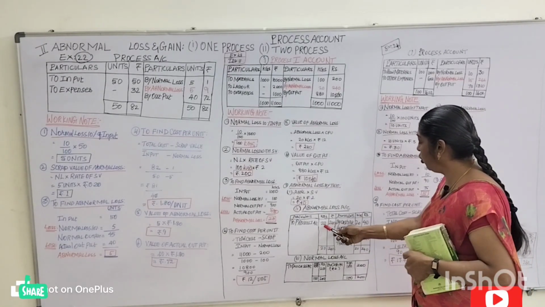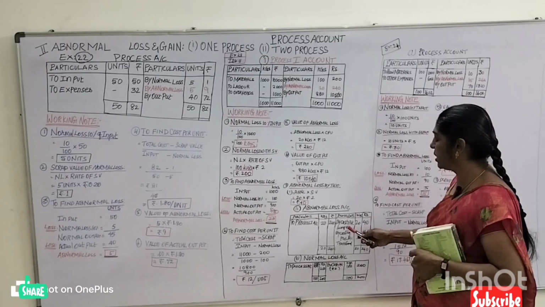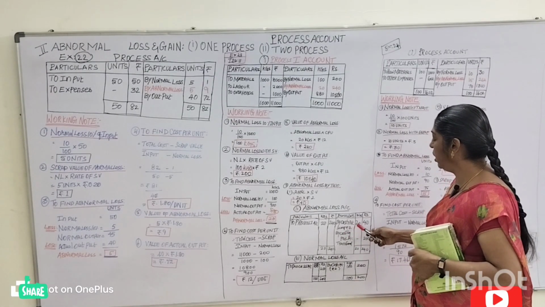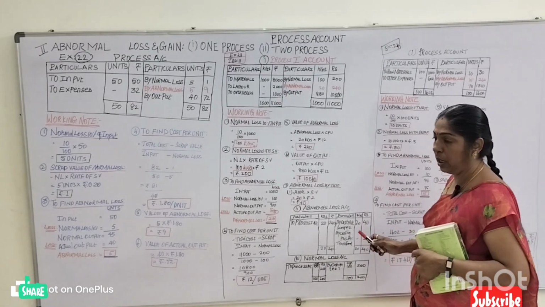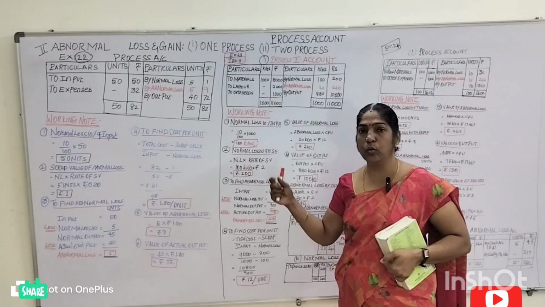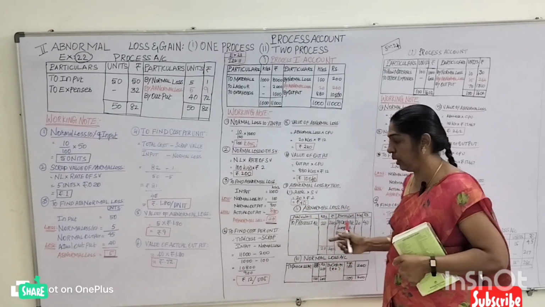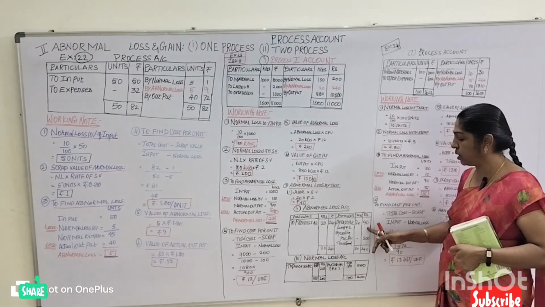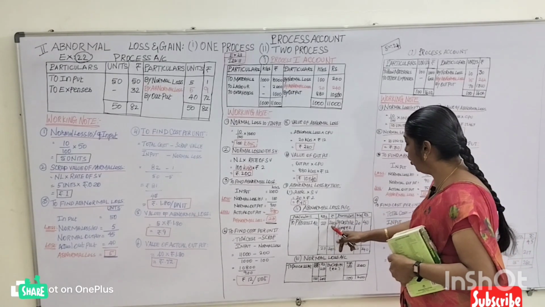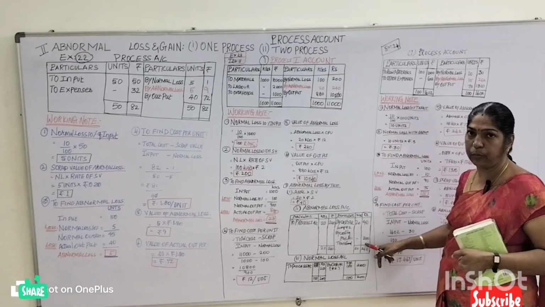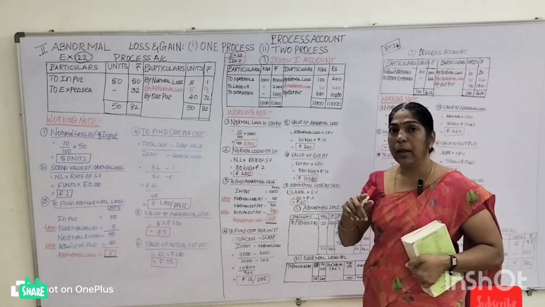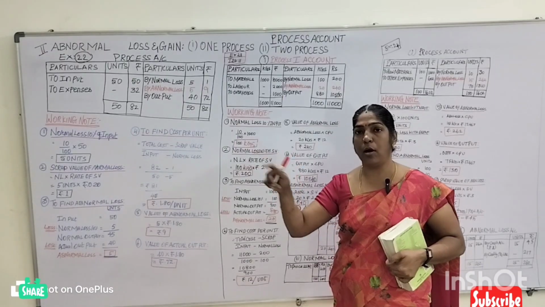For the 20 kgs, how much is the scrap value? The scrap value is 2 rupees. Okay, so 20 into 2 is 40 rupees. So you are going to receive cash for the abnormal loss, you will get 40 rupees. Remaining, 240 minus 40, you will get 200 rupees, right? That 200 rupees goes to the profit and loss account on the loss side.